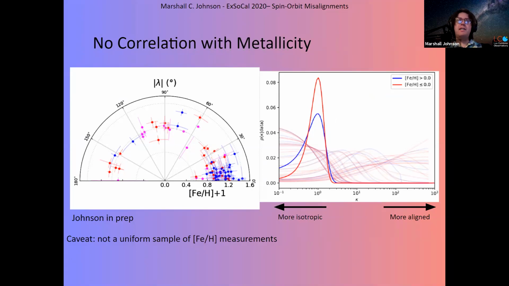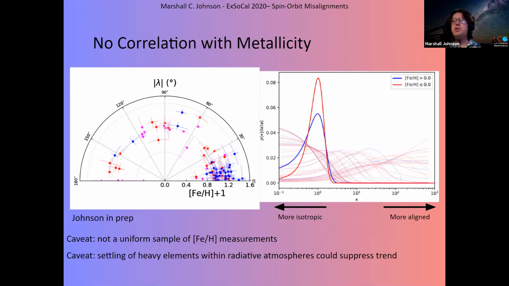There are a couple of caveats, however. This is not a uniform sample of metallicity measurements, so that could disguise any small trends. And these are also hot stars, which are subject to settling of heavy elements within their radiative outer atmospheres, which could suppress any trends that were initially present.